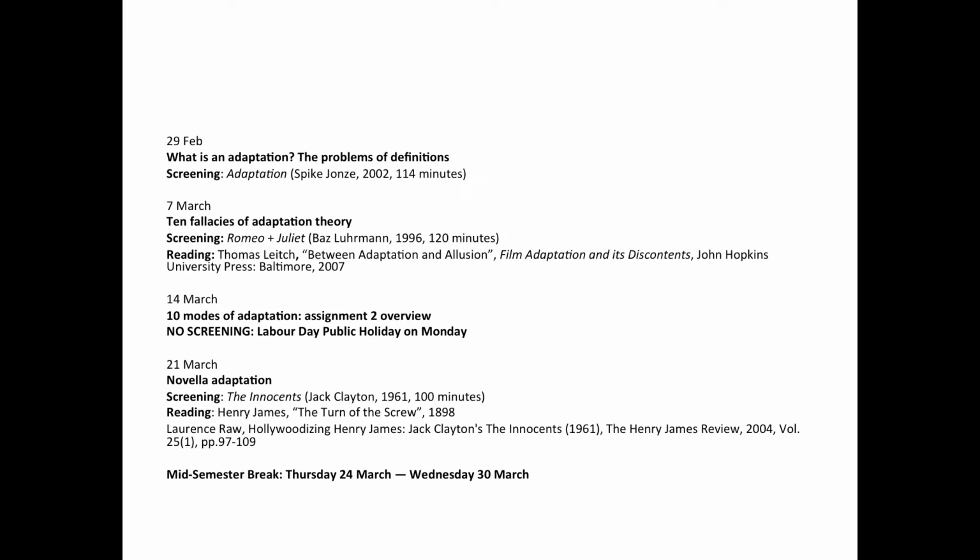Then in week 2, which is the 10 fallacies of adaptation theory, I'll be working through Leitch's different modes of adaptation. I didn't do that in the first week because I thought it might be a bit overwhelming. That's the reason why I'm playing Romeo plus Juliet, the Baz Luhrmann film, which Thomas Leitch thinks is the perfect model for his 10 modes of adaptation, because he says that Romeo and Juliet applies to each mode, or each mode applies to Romeo and Juliet. So we'll be looking at Romeo and Juliet in week 2, and in the lecture I'll be working through his chapter. We can also do that in the class.